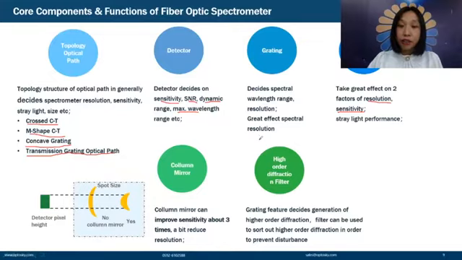And the last one is the high order diffraction filters. Grating features decide the generation of higher order diffraction. Filters are used to sort out the higher order diffractions in order to prevent disturbance. We will also have a detailed introduction about this in the later PPT.